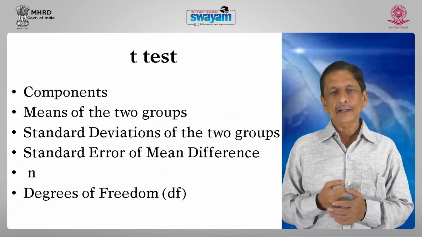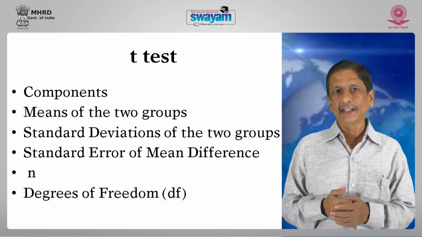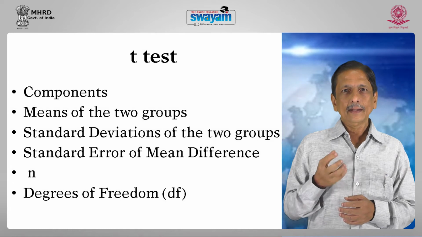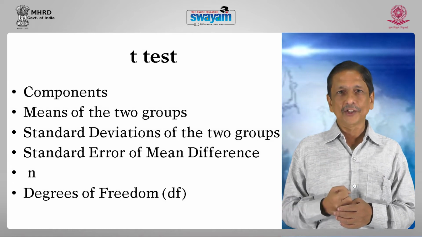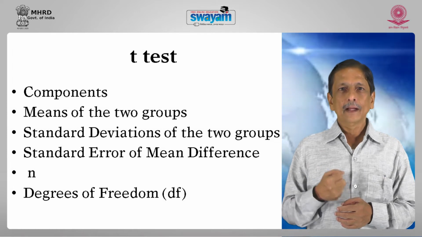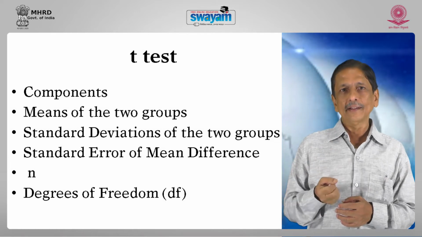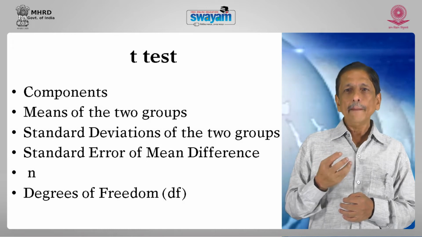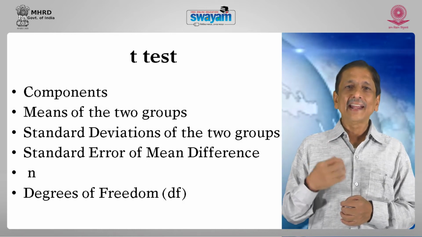In order to compute the t-test, two important components are required. One is the means of the two groups, and the other is the standard error of mean difference. The standard error of mean difference is measured using the formula with the standard deviation and the n size.